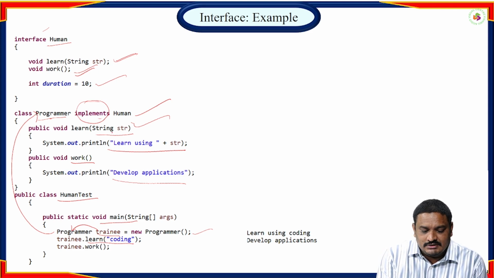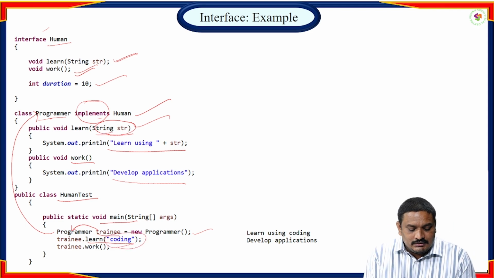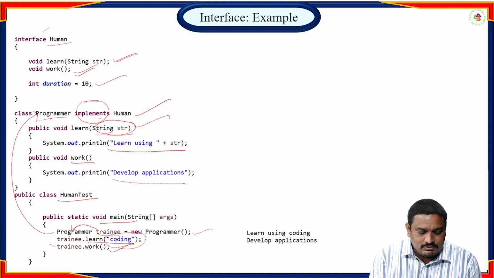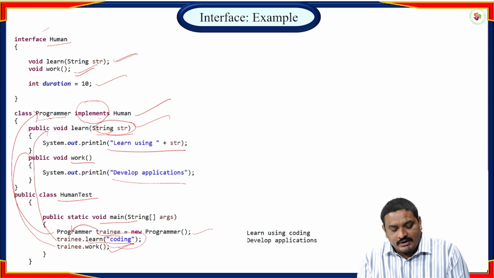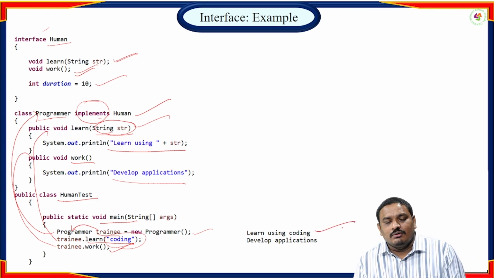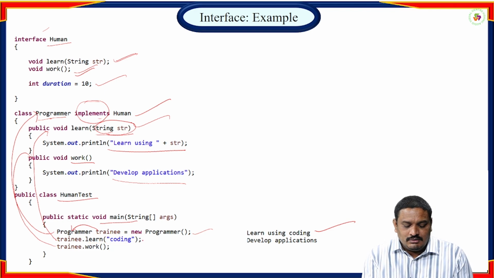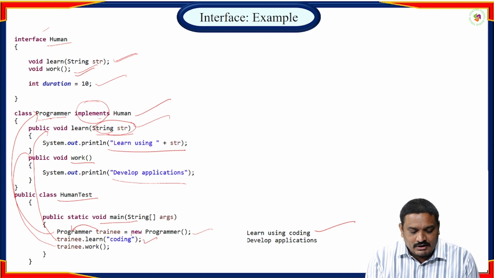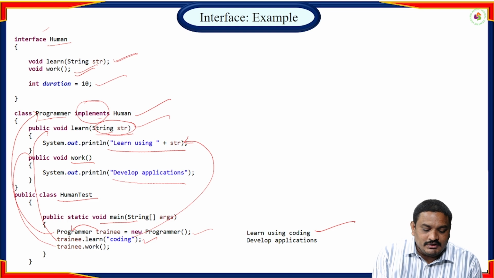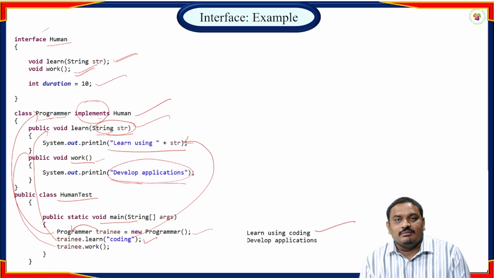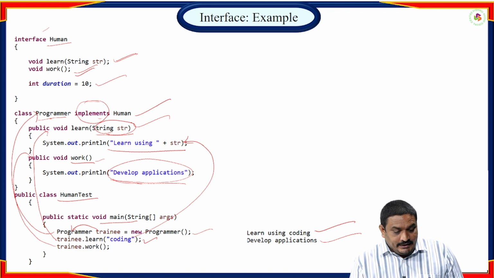We have to pass one string now. The string will be passed to the learn method. Whenever we call the work method, it goes to this one. The final output will be learn using coding, because we are passing the coding parameter. Whenever we call the work method, the statement present in that work method will be displayed. This is the interface example.